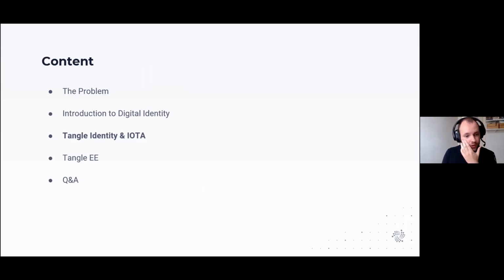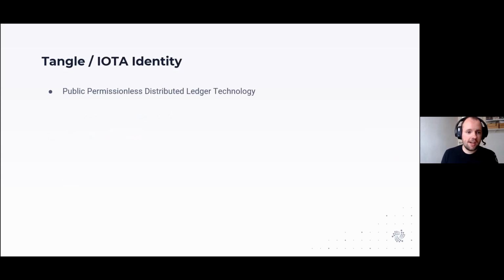Right, so let's move on to Tangle Identity. So we are an implementation of this digital identity standard, and we are building that on a public permissionless distributed ledger technology, which means that this is a platform that we're using, which is completely public to use. So everyone can read it and everyone can write to it.